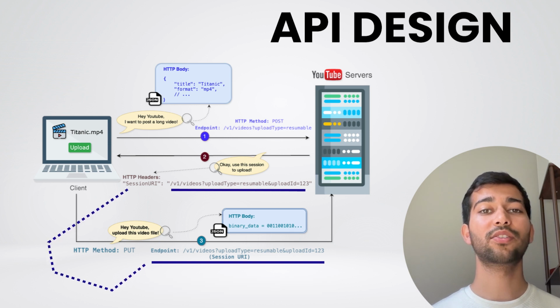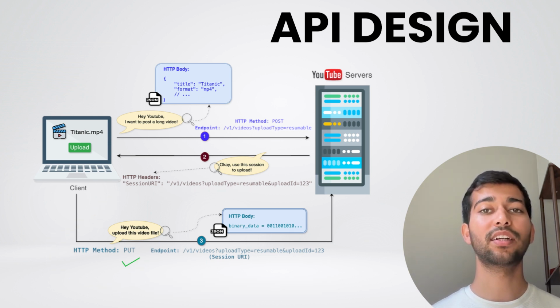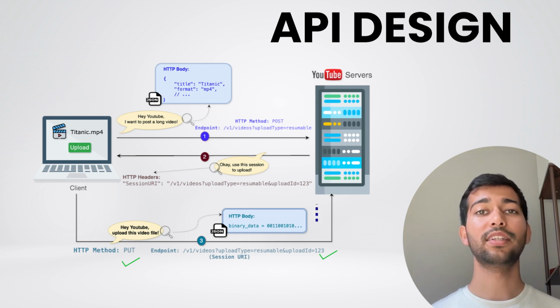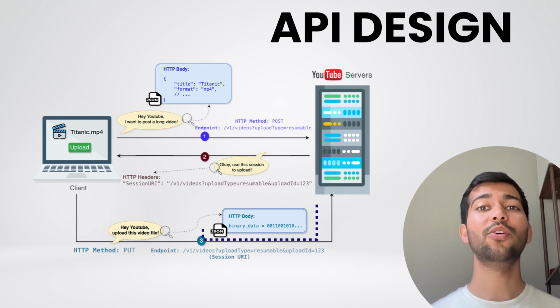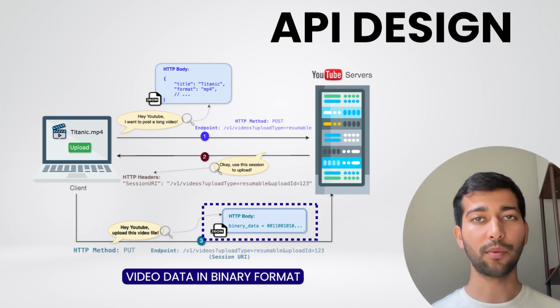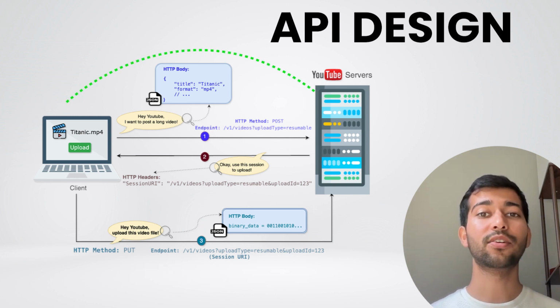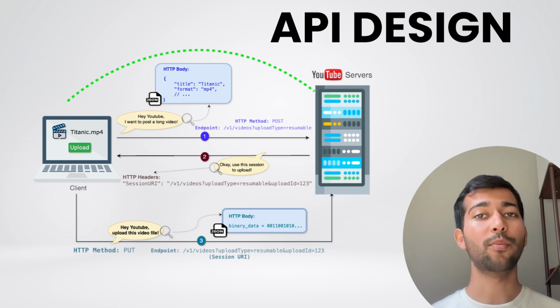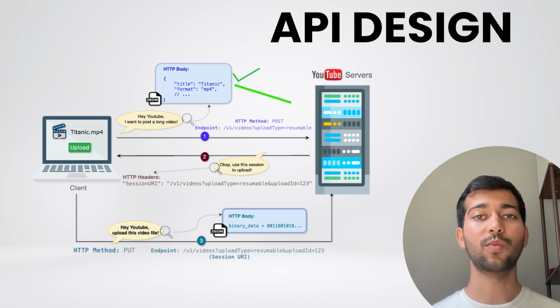So once we have understood what the HTTP method and the endpoint is, we now move on to the HTTP body. The HTTP body would consist of the video data in binary format, that is zeros and ones. So to summarize, the client sends the first request asking YouTube server that they want to upload a long video. In that request, video data is being saved in the YouTube servers, and in response, the YouTube server sends a session URI.